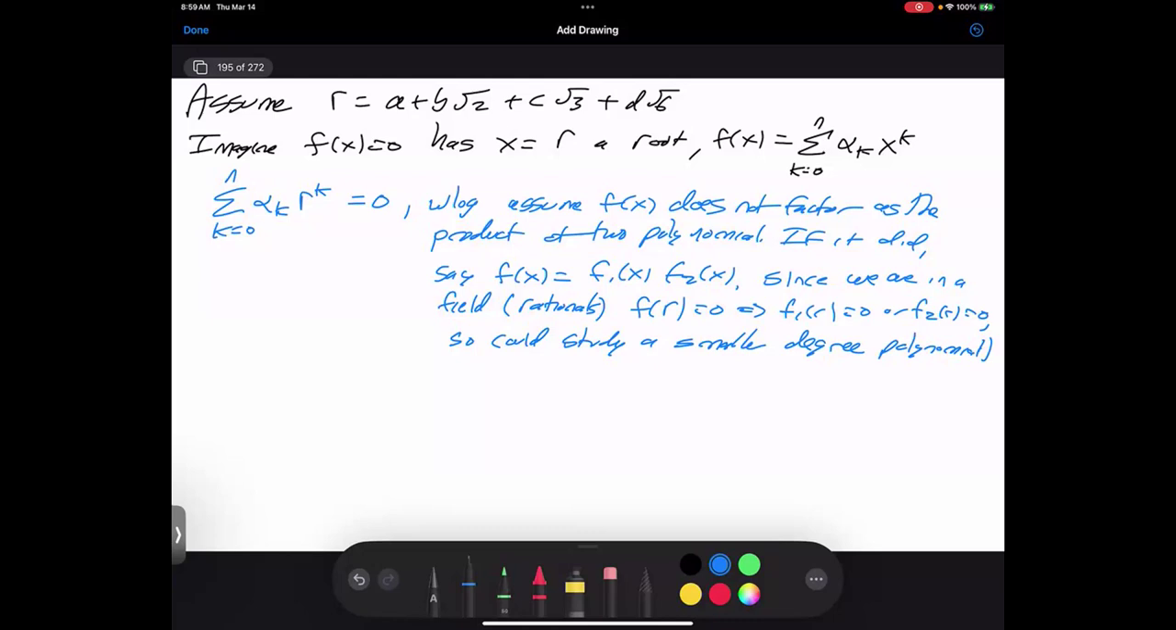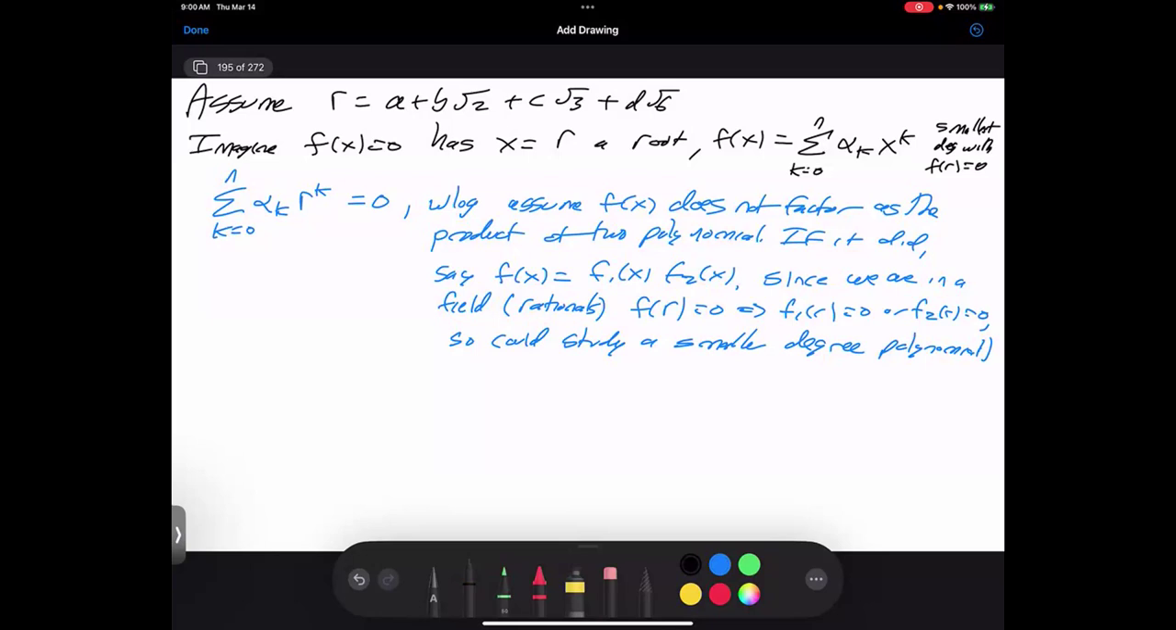So I could look at something small. Maybe they're both 0, but I could look at something smaller. So we will assume that this has the smallest degree with, say, f of r equals 0. So there's nothing that has a smaller degree. So is everybody comfortable that my polynomial can't factor? Everybody happy? What can you tell me about the constant term of this polynomial?